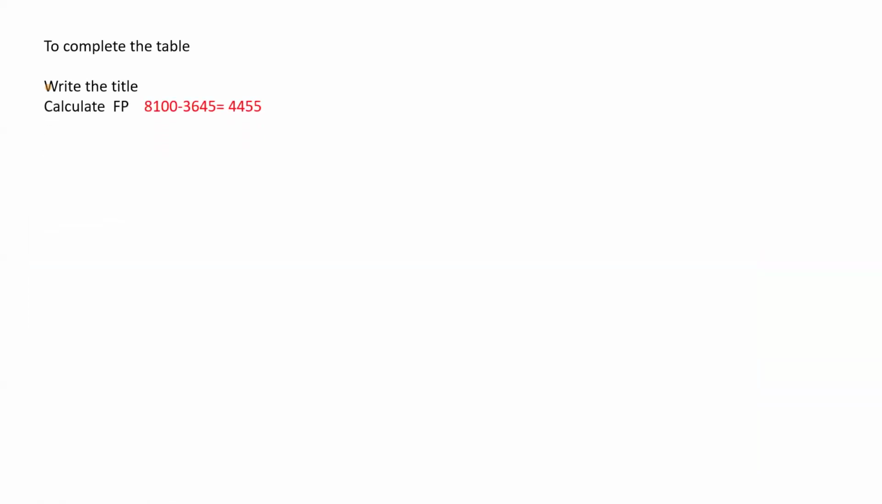All right, so to complete the table, we would want to write a title for the table. We can also calculate FP, because we know what the total of TN plus FP is, which is 8,100. We also know what TP is, and so we can do a subtraction to give us FP. Similarly, we can calculate, sorry, this should be TP. Let me just make a quick change.